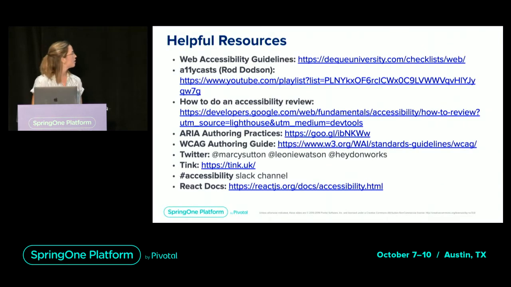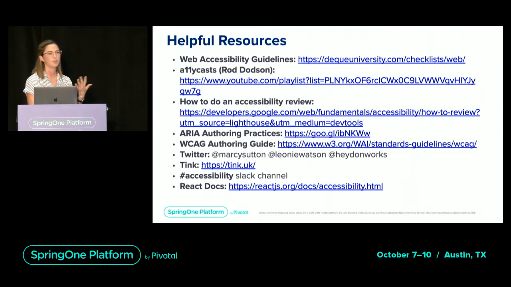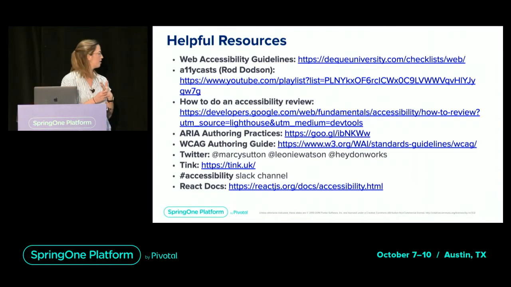And here are some additional helpful resources. The guidelines that I mentioned earlier will be posted in the slide deck afterwards. The web accessibility guidelines are the de facto guidelines for how to make your websites accessible. Rob Dodson is an employee of Google, and he does these little mini video casts that are really useful. And there's a lot more things. There are a few people you can follow on Twitter that have pretty good content related to accessibility.